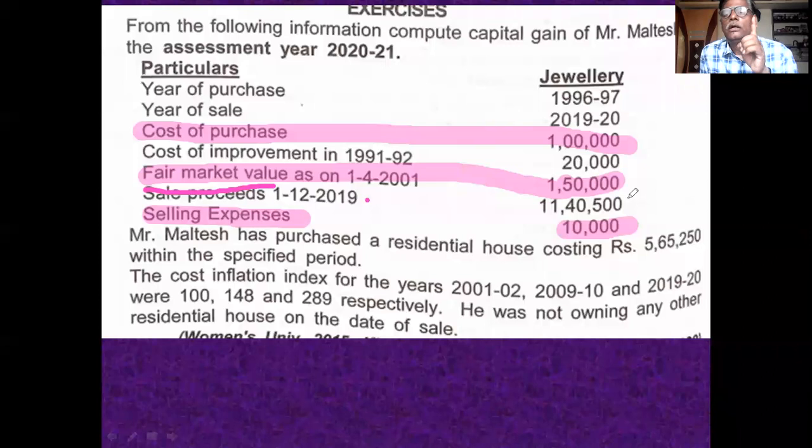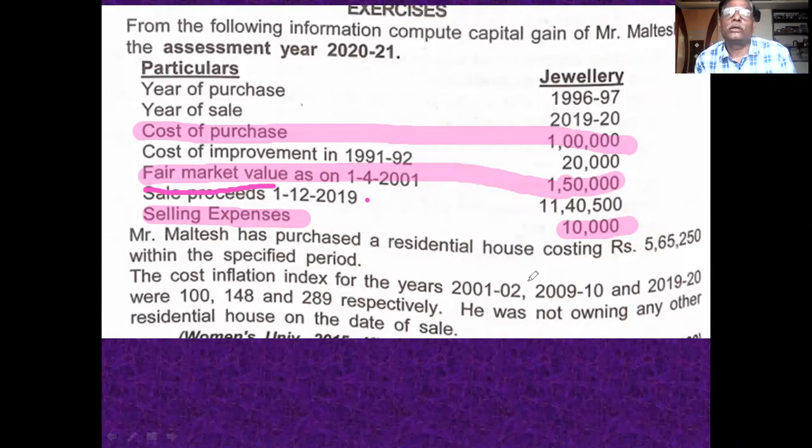First point is full value of consideration. Second point is expense incurred at the time of sale. Third point is cost of acquisition. In this way, find the cost of acquisition. Next point, the fourth point, is cost of improvement you have to find. Cost of improvement may be one or more than one. If there are cost of improvements, you have to take those.